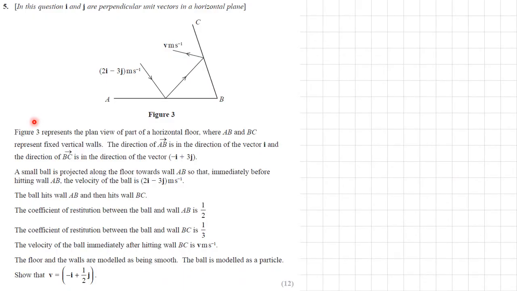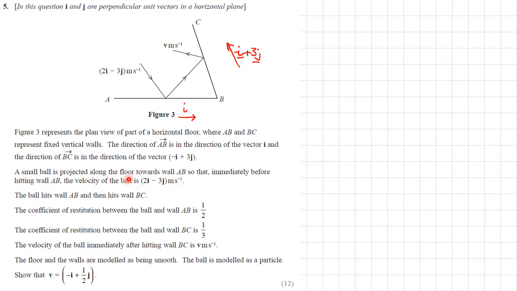Question 5. Figure 3 represents the plan view of a horizontal floor where AB and AC represent fixed vertical walls. The direction of AB is in the direction of the vector i, so I'll just put that on my diagram, i for this wall. And the direction of BC is in the direction of the vector negative i plus 3j. Okay, so let's put that on, negative i plus 3j.